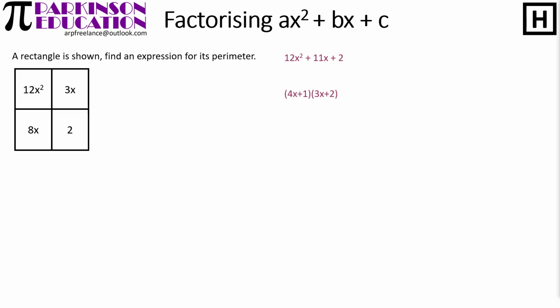This tells me that one of my sides is 4x plus 1, and one of my sides is 3x plus 2. If I'm finding the perimeter, all I do is add all the sides together, and then I would get 14x plus 6.